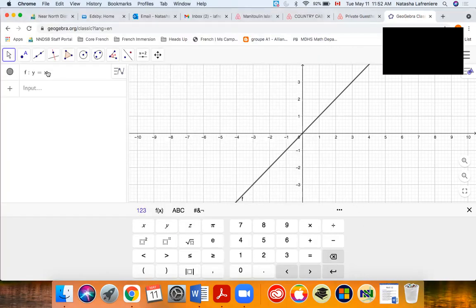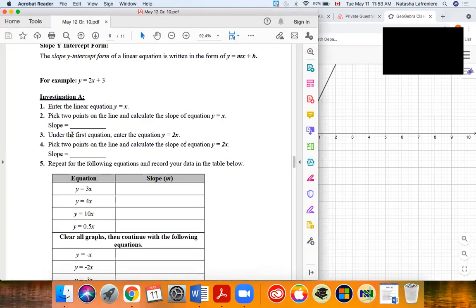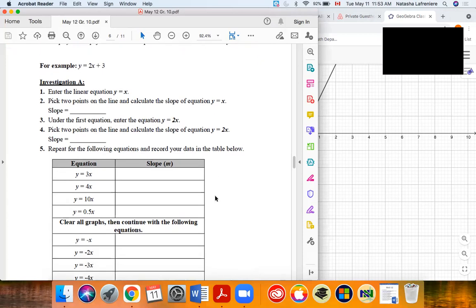If we change the graph to be y = 2x, what does it do? So we're going to pick 2 points. So our rise is 2, and our run is 1. So that means that our slope is 2 over 1, or 2. So if you go back to your worksheet, you would write that your slope here is 2. So you're noticing that the number in front of the x is our slope.